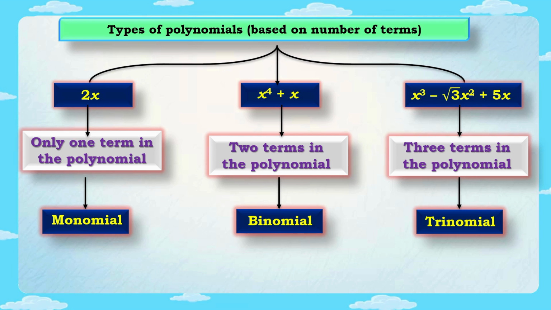To summarize, a polynomial with one term is called a monomial. A polynomial with two terms is called a binomial. A polynomial with three terms is called a trinomial. So, polynomials are classified based on the number of terms present in them.